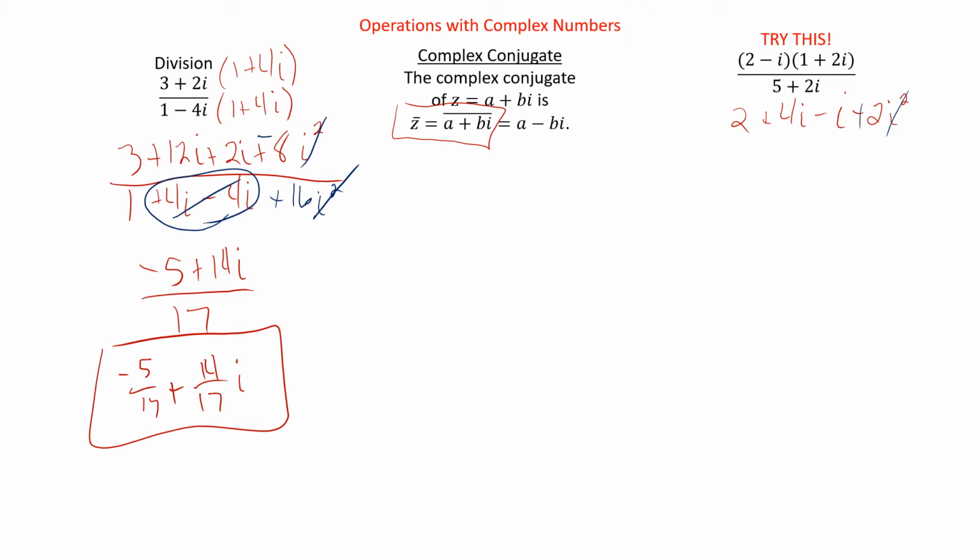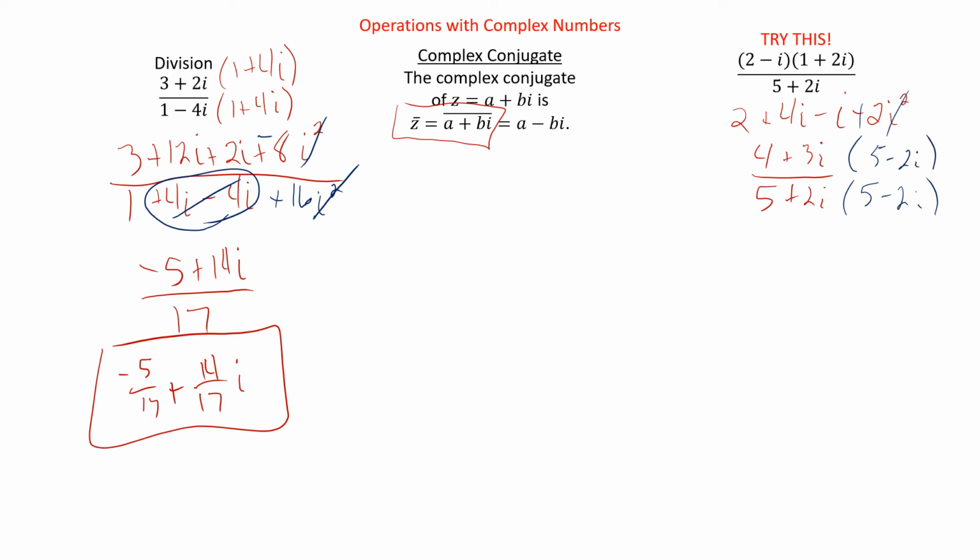I'm going to combine my like terms here. So we have 2 plus 2 is 4. 4i minus i is plus 3i, over 5 plus 2i. All right, now we can multiply by our conjugate. The conjugate of 5 plus 2i is 5 minus 2i. Same thing to the top, 5 minus 2i.